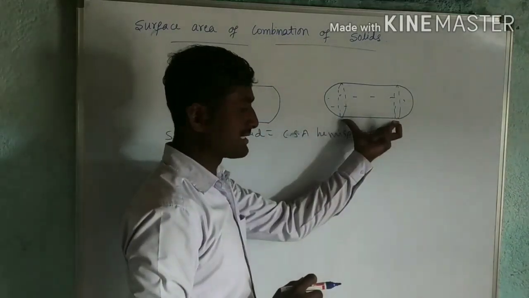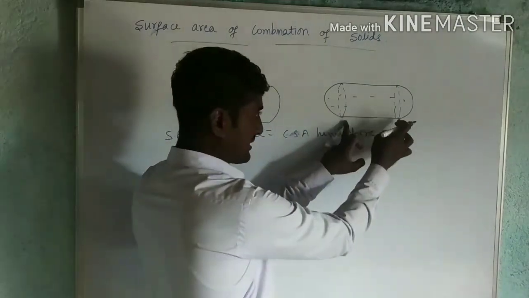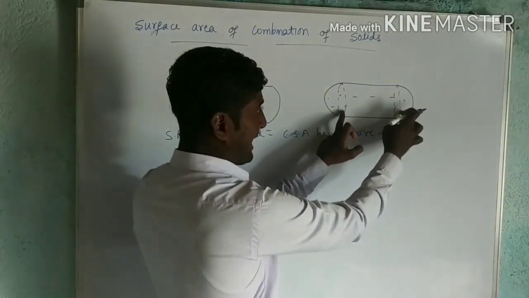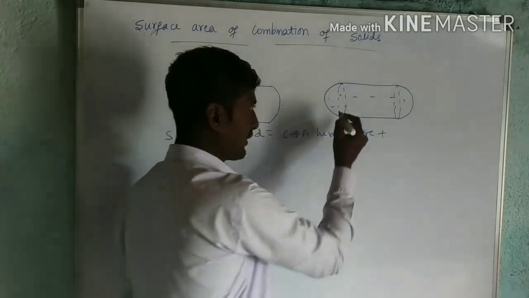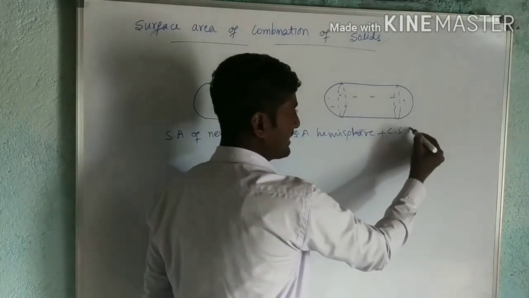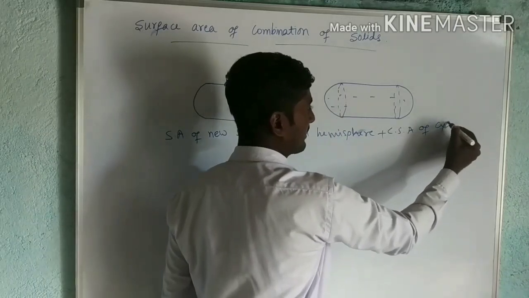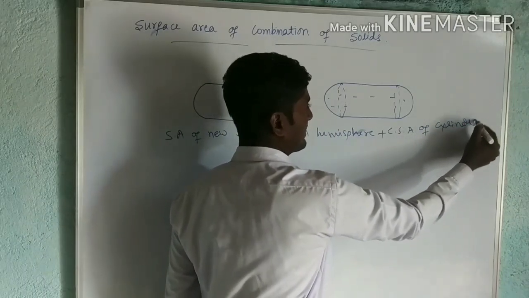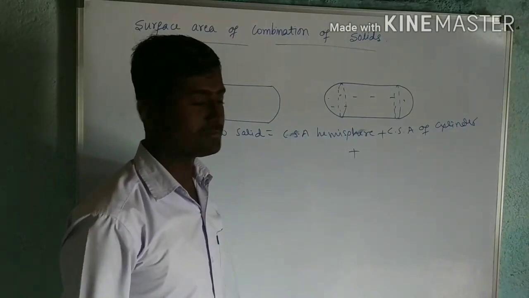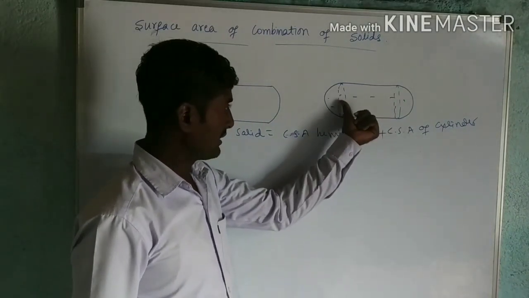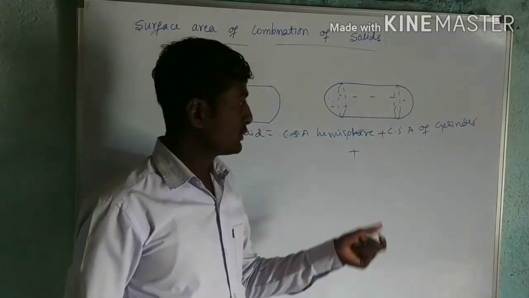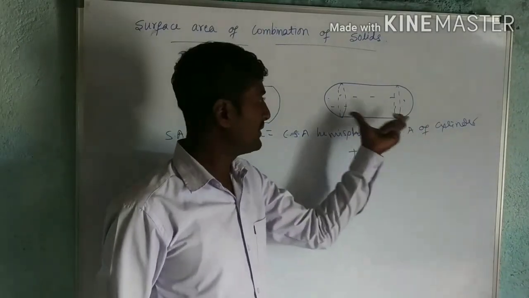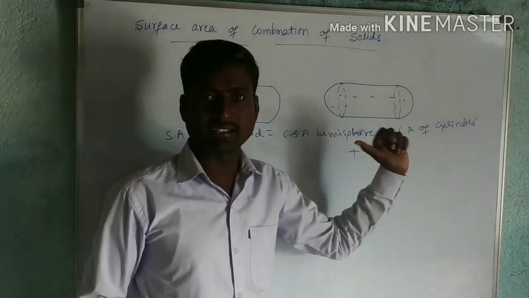Now again I'll go for this cylinder. For this cylinder also, the two circular ends are kept open. For that reason I will take it as CSA of cylinder, plus. Both the ends of the cylinder are kept open, so I can take it as CSA. If these two are closed, then I can take it as TSA.